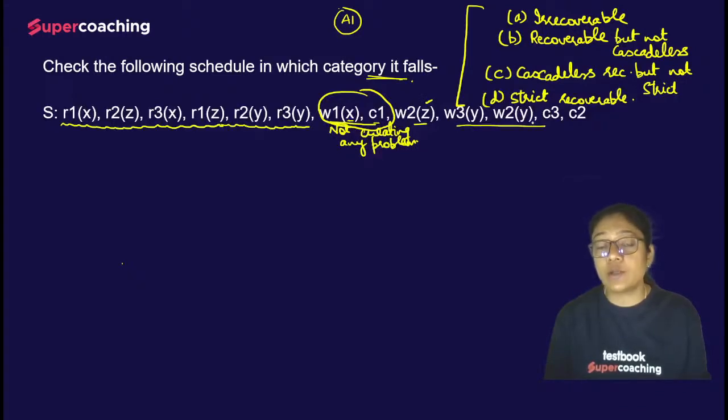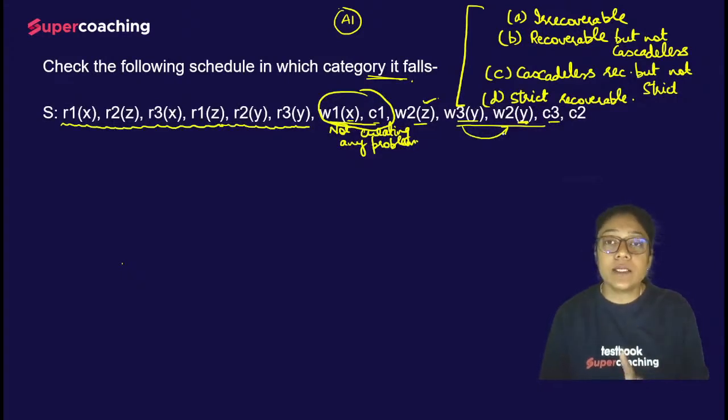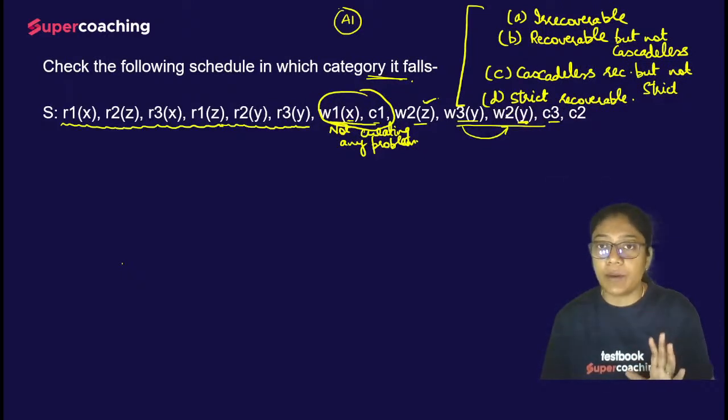After this, there are two operations which are performed on the data item Y, so it's not creating any problem. Next, a write operation on data item Y is performed, and then transaction T2 is performing the write operation on data item Y. And after that, T3 gets committed first, then T2 gets committed. This means that we can say that the given schedule is recoverable, right?